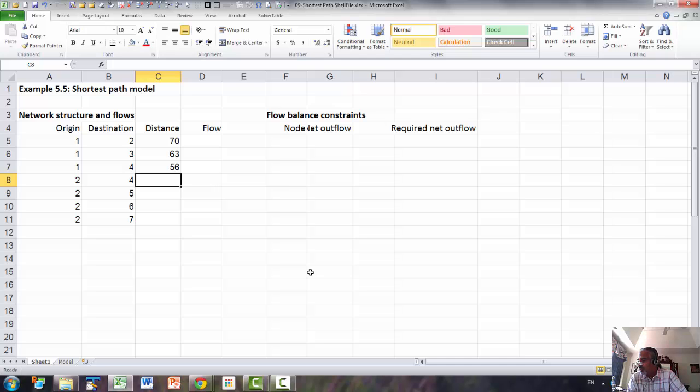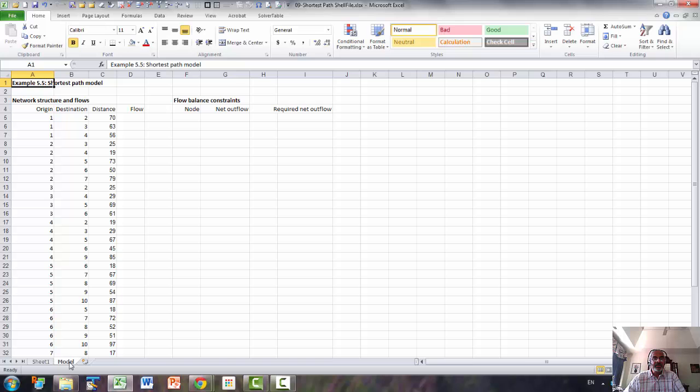And these distances: 2 to 3 is 25. 2 to 4 is 19. 2 to 5 is 73. 2 to 6 is 50. And 2 to 7 is 79. And you build in this fashion, and I have done that here in the model.